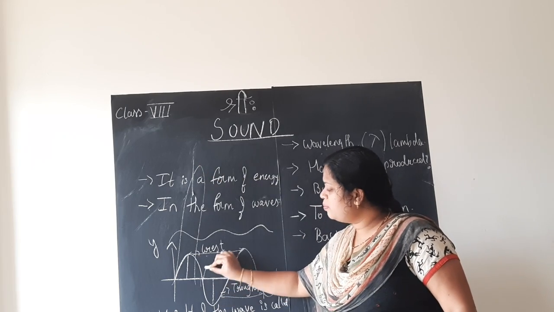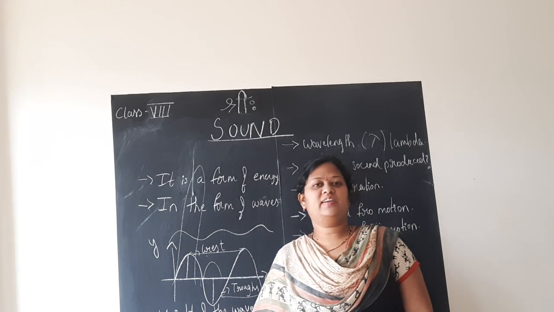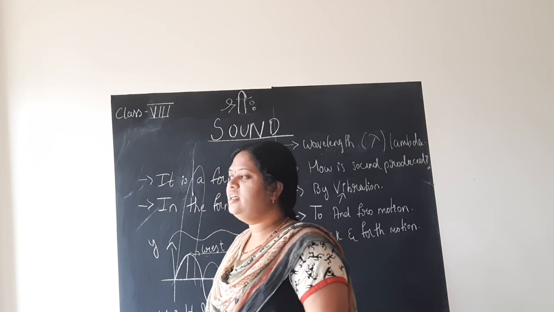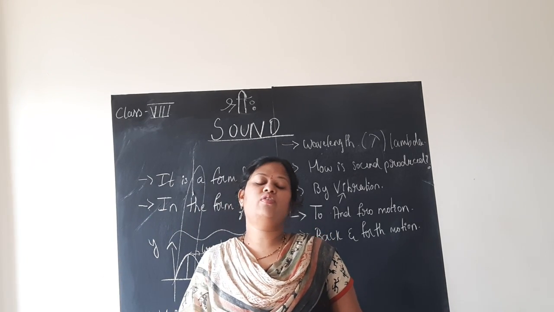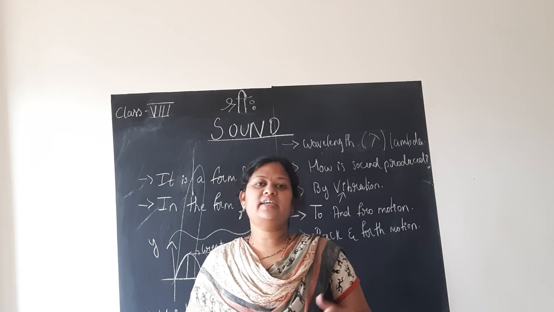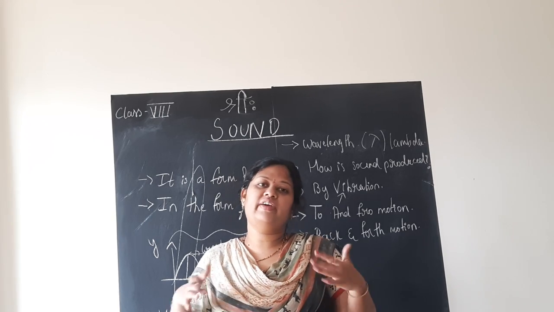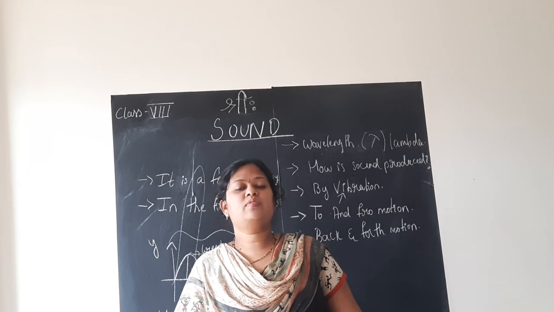If you whisper, the amplitude will be very low, like this, children. So that is about the amplitude of the wave. Similarly, if you are hitting it very slowly, then the sound produced is less and the sound will stop very fast.